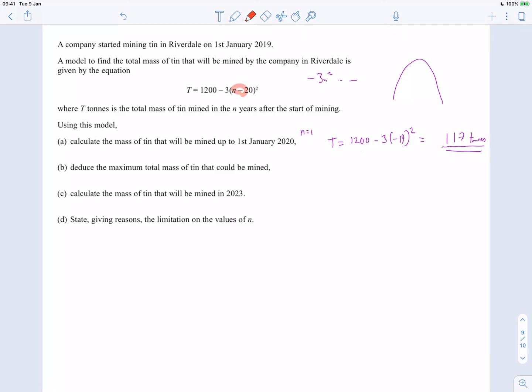And once it's in completed square form, this thing, if I let this bracket equal 0, will tell me the n value for that maximum, and that's clearly 20. So to deduce the maximum total mass of tin, well, when n is 20, this disappears and it's going to be 1,200. Just to check, T tons is the total mass of tin. So it would be 1,200 tons. Calculate the mass of tin that was mined in 2023.